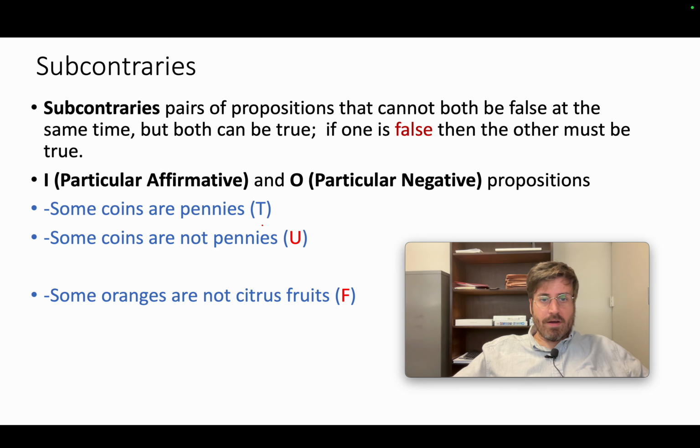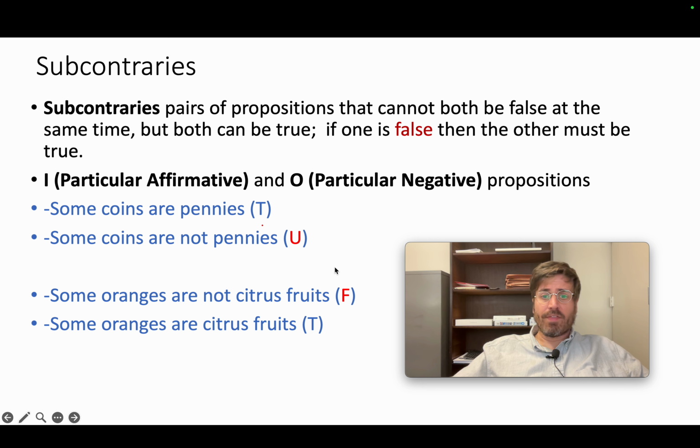If we begin with a proposition like this, however, some oranges are not citrus fruits, again, ask yourself, what category of proposition is this? This is an O proposition, right? This is a particular negative. And if we're given a value of false, we know that this is a false claim. We can definitely make the inference that the subcontrary, the corresponding I proposition, is true. Some oranges are citrus fruits, and that is a true claim, right?